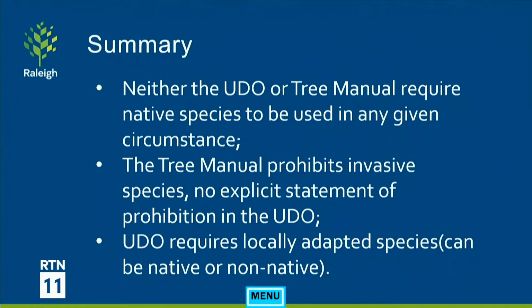So just to sum up briefly, there is no requirement in either of those two documents that native species be used in any given circumstance. The tree manual does prohibit invasives, but there is no explicit statement of that prohibition in the UDO. The UDO only requires that plantings be locally adapted, and again, that can be native and that can be non-native.